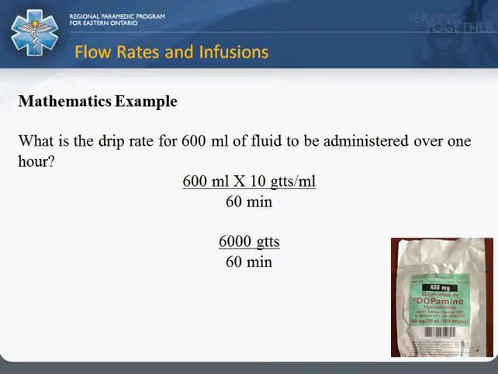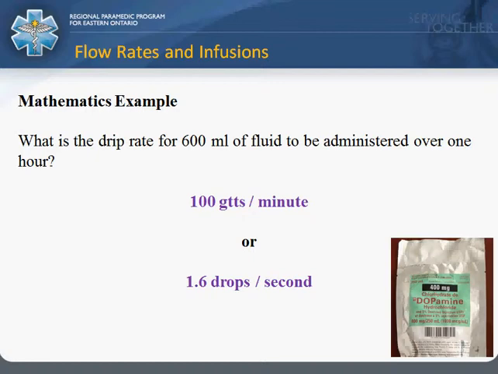Let's work it out anyway. 600 milliliters times 10 drops will equal 6,000 drops divided by 60 minutes equals 100 drops per minute. Or if you divide that by 60, we get 1.6 drops per second. So there's your answer.